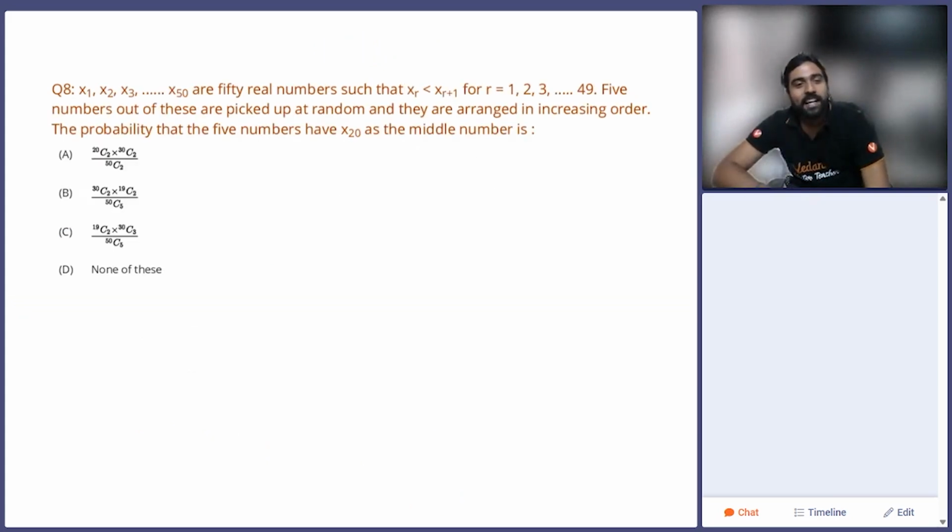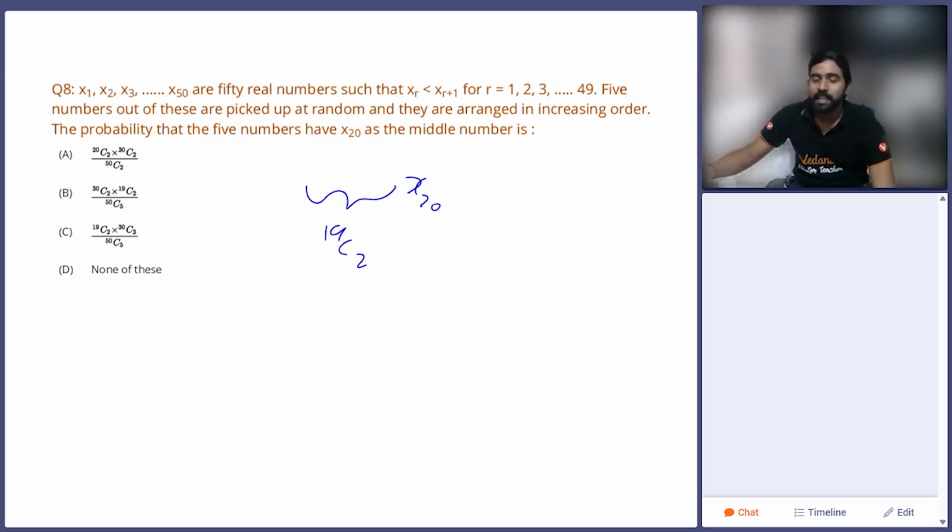Moving on. We have x1, x2, x3 till x50. You have been told that for r from 1 to 49, this condition is satisfied. 5 out of these numbers are picked at random and they are arranged in an increasing order. What is the probability that the number x20 is in the middle? X20 in the middle. So I need to ensure that the two numbers to the left are smaller than x20, which means I need to select them from the 19 numbers before 20. And the remaining two I'll have to select from the 30 numbers after 20, that's 30C2. So 19C2 multiplied by 30C2 divided by the total ways of selecting the numbers, that is 50C5.